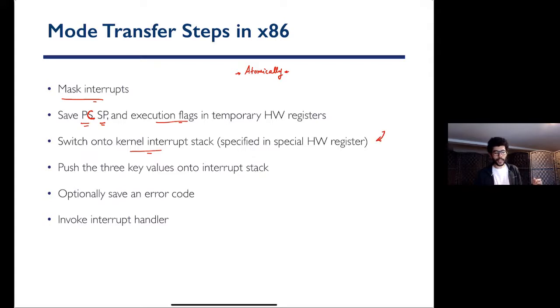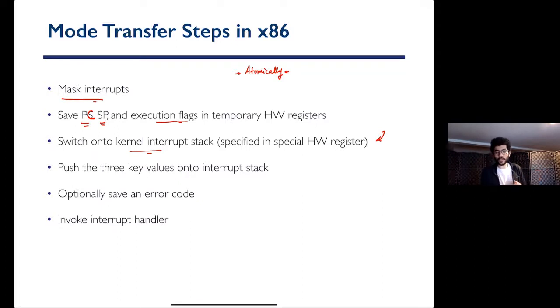The answer is the operating system. When it schedules a process or a thread to run on the CPU, before jumping to that thread to execute it, it tells the hardware that if any of these three events happen, exceptions, system calls, or interrupts, here is the address of the kernel stack. Use this kernel stack if it happens.